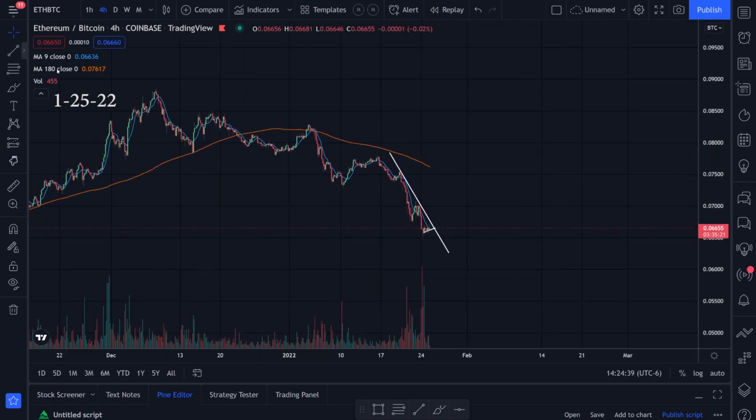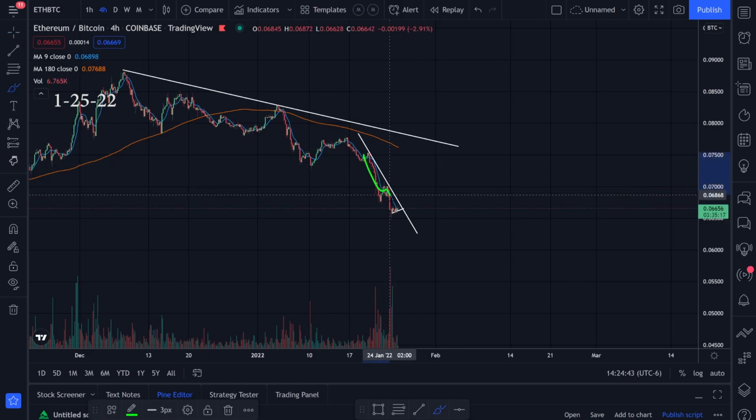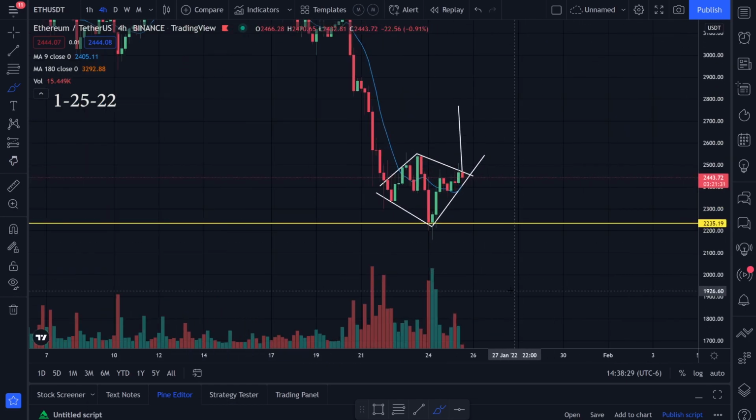But yeah, in general, we are trending down, and I think once we do break these trend lines going to the upside, it'll be better for Ethereum. But right now it is trending down, so it's good for Bitcoin. Okay, so let's jump back over to Ethereum. All right, so this diamond pattern looks pretty interesting. Let me know what you guys think about this diamond pattern.